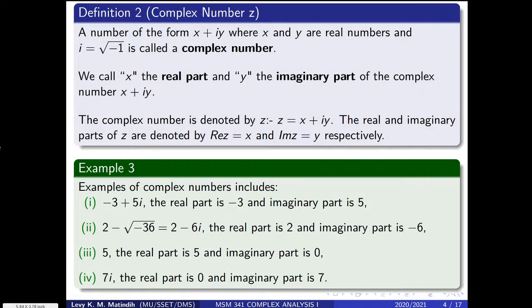Also in part 7, we have 7i. Now this 7i, we can write as 0 plus 7i. So in this scenario, the real part is 0, and the imaginary part is 7. Now this is all about the complex number and its definition. Every number that is written in the form x plus iy is called a complex number.